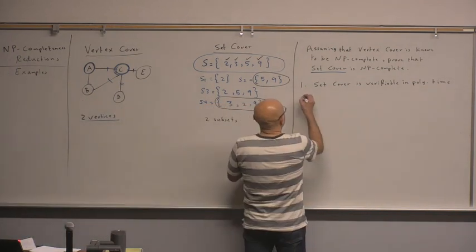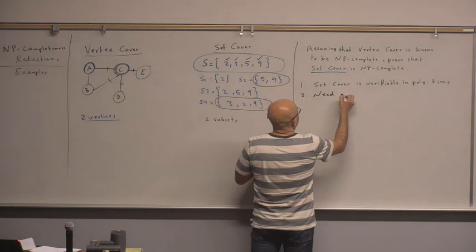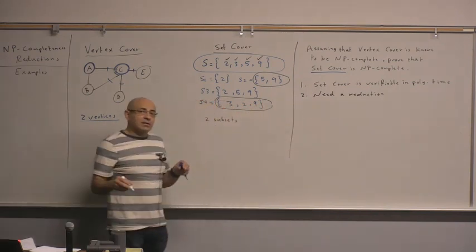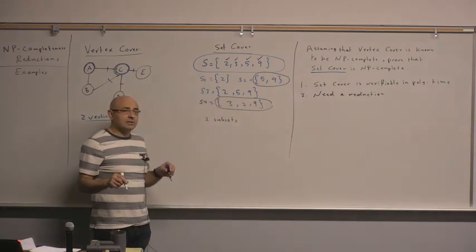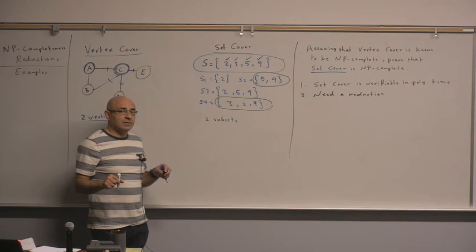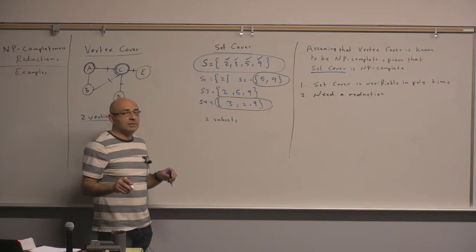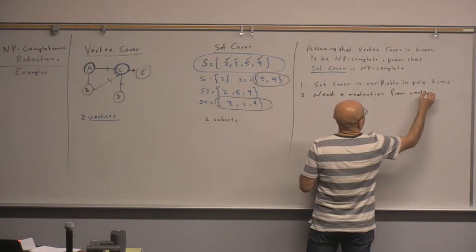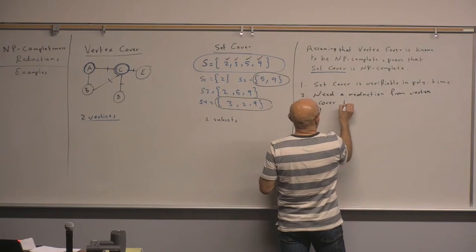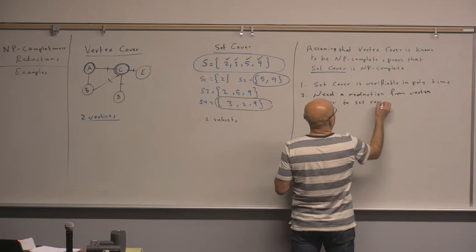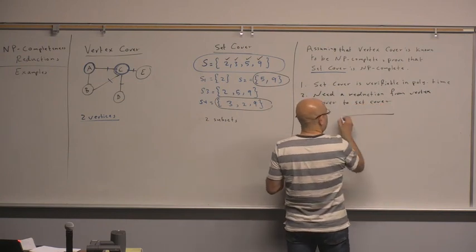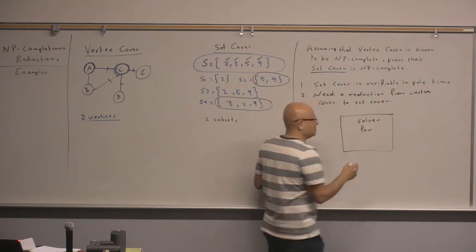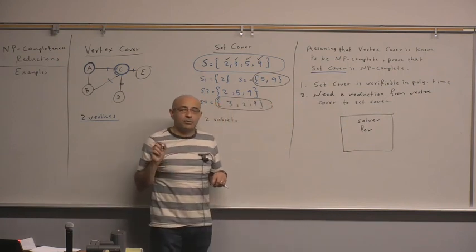Now we need a reduction. We need a reduction from vertex cover to set cover. So we assume that we have a solver for set cover. You always assume that you have a solver for the problem that you are trying to prove NP-complete.